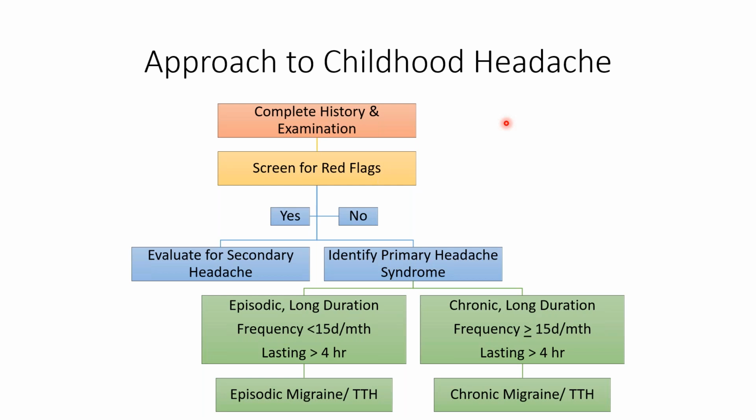Now this can again be either episodic or chronic. Episodic, that is, if the frequency is less than 15 days per month, again maybe migraine or tension type depending on the characteristics of the headache. And chronic, that is if the frequency is more than 15 days a month, then again depending on the type of the headache, may be chronic migraine or chronic tension type headache.